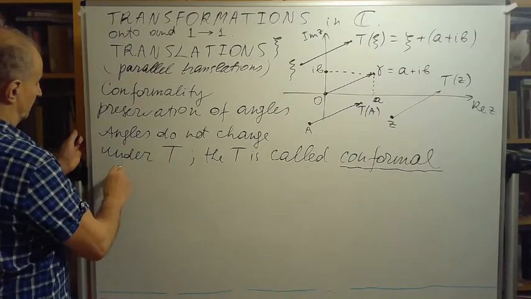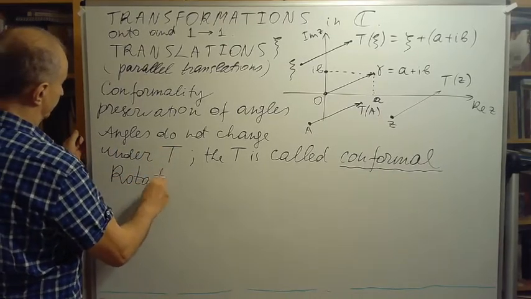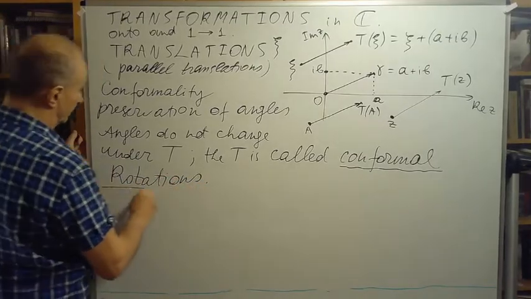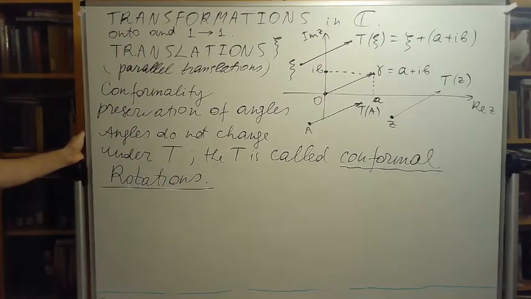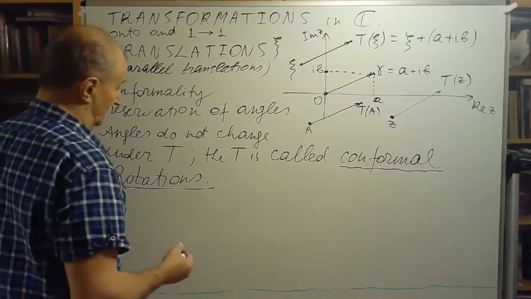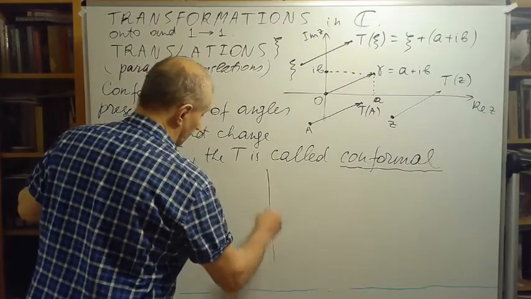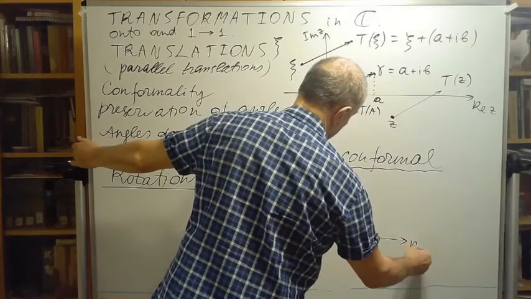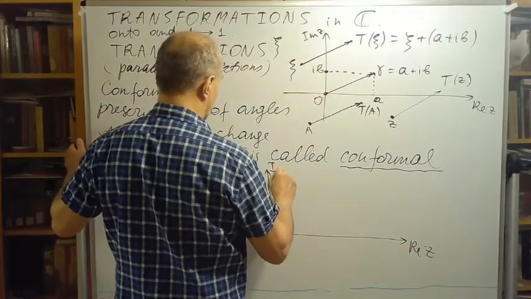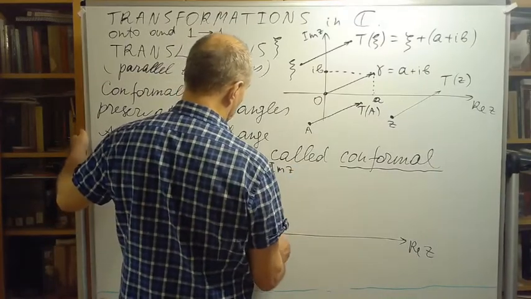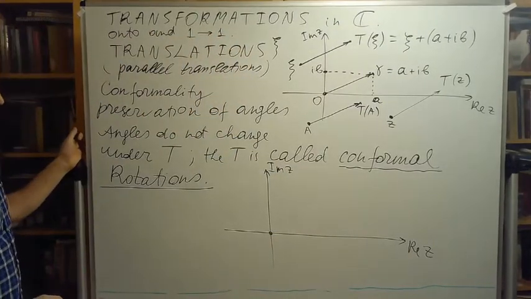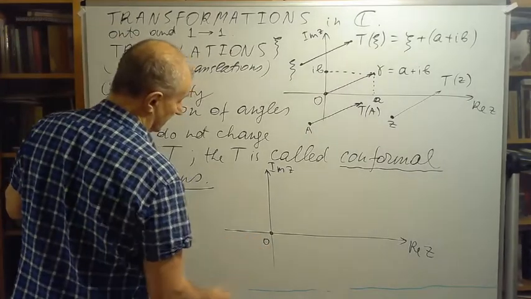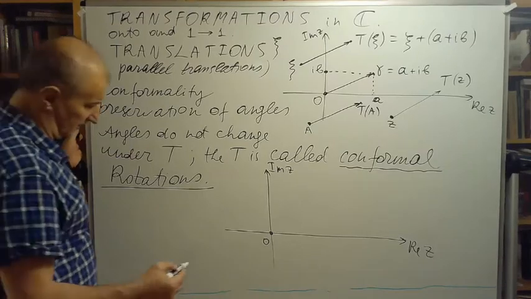The next transformations, rotations. So what are rotations? When you rotate the whole plane about a certain point at a certain angle. For instance, that's your complex plane. This is the real part of Z. This is the imaginary part of Z. So suppose you rotate the whole plane about the origin through a certain angle theta.